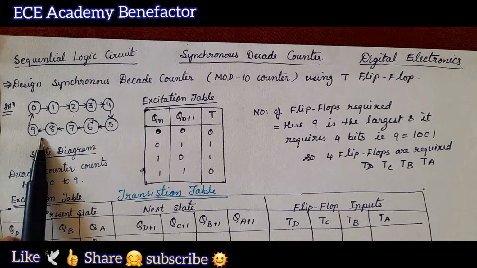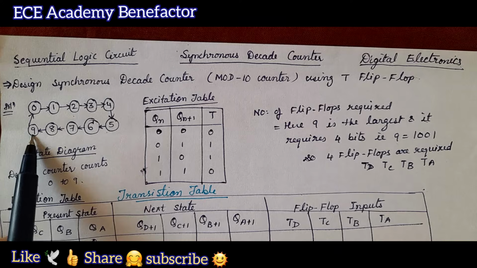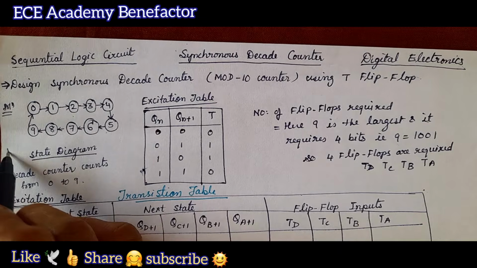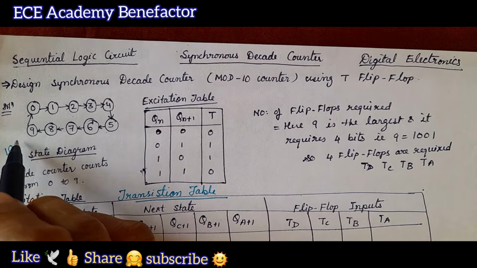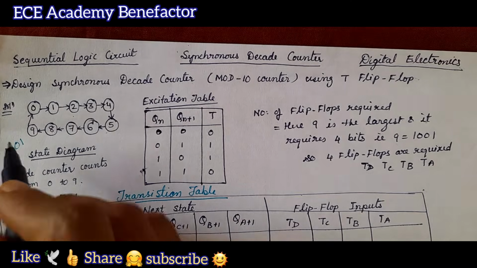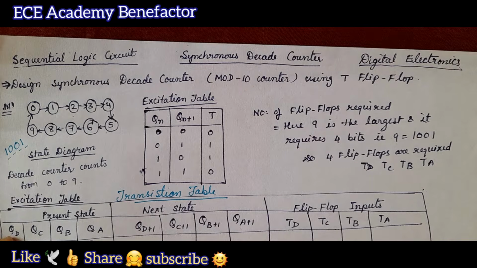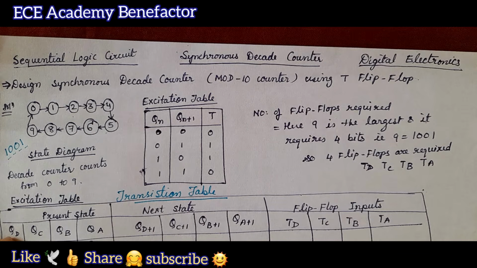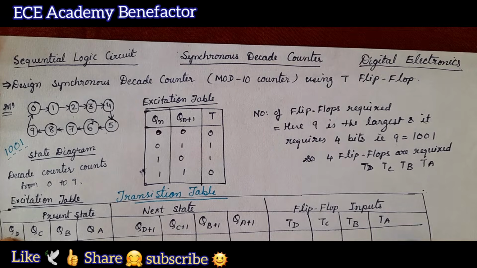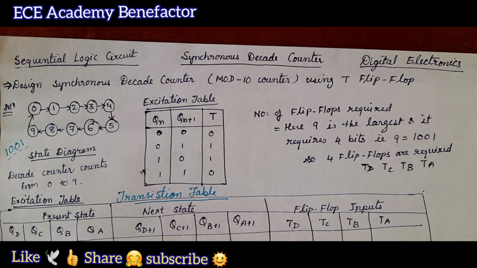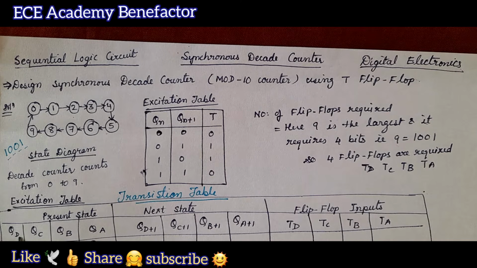How many flip-flops will be required for design of MOD-10 counters? How can we know? By knowing the largest state. Here the largest number is 9. For representing 9 in binary we write it 1001. So, 9 is represented by 4 bits. It means we require 4 flip-flops for the design of MOD-10 counter. And here we are using T flip-flop. So, the flip-flops will be TA, TB, TC and TD. So, their outputs will be QA, QB, QC and QD.